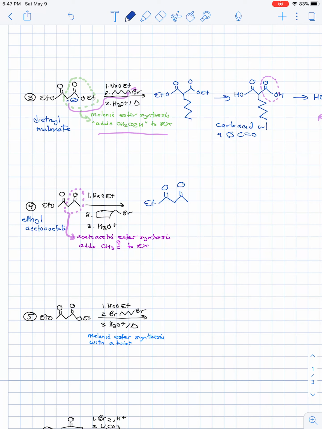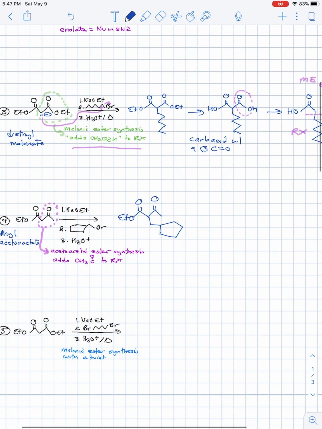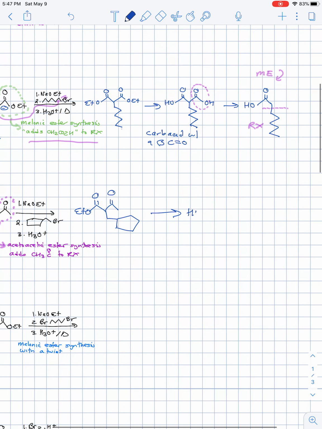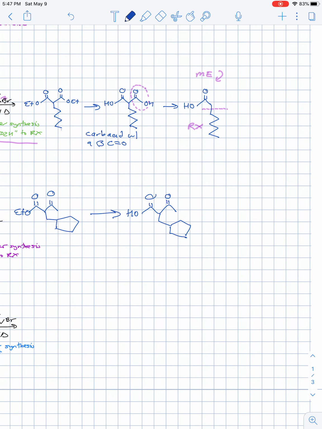And again, sodium ethoxide is a good enough base to make this enolate, because the enolate is on a carbon that is alpha to both carbonyls, and we need an oxygen here. And then what happens is this first hydrolyzes to give you that. And then this compound in turn decarboxylates.